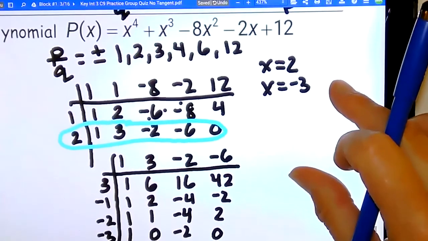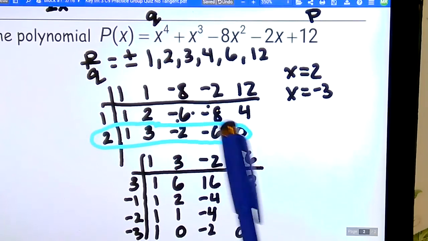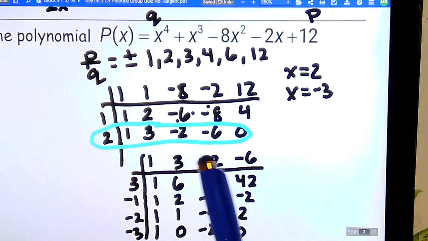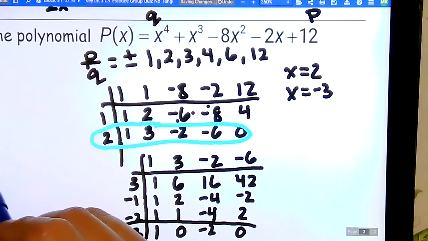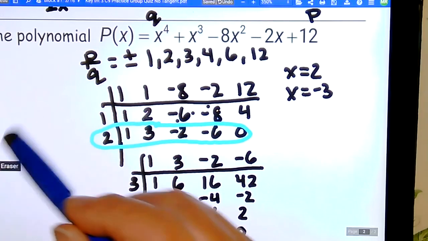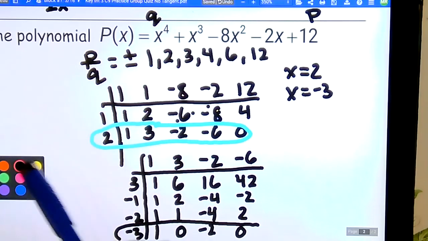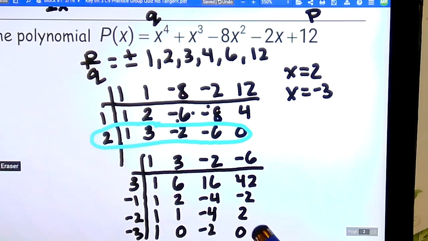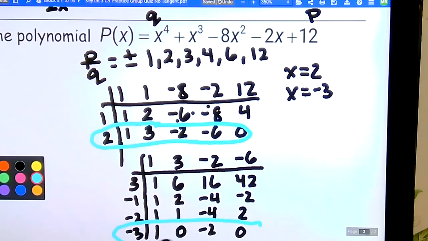So I started with a degree 4. I need 4 solutions. I got my first solution, which now I've dropped it to a degree 3. Got my second solution, which now is dropping it to a degree 2.